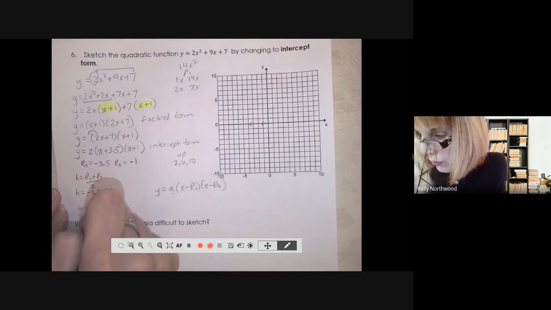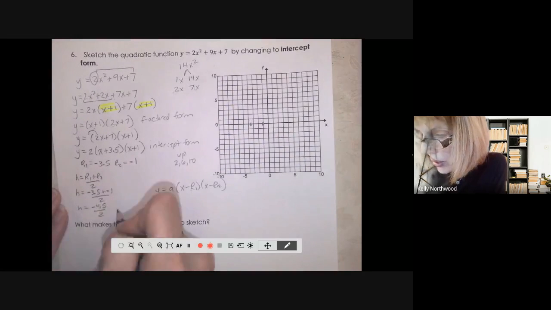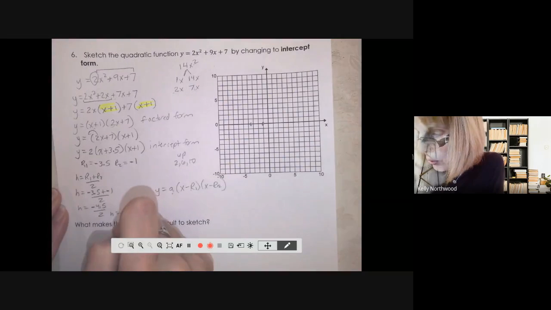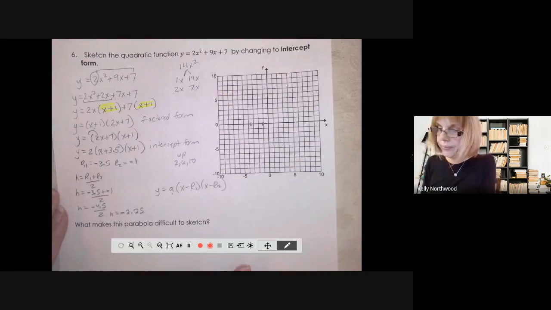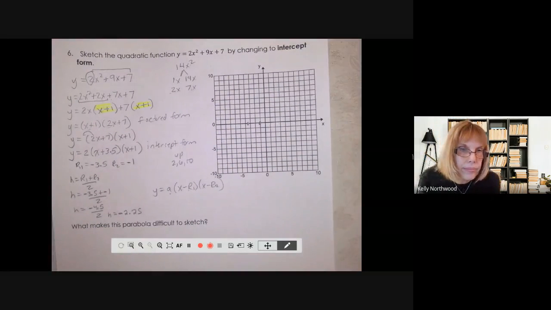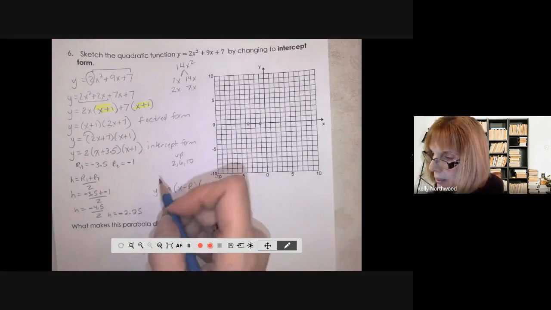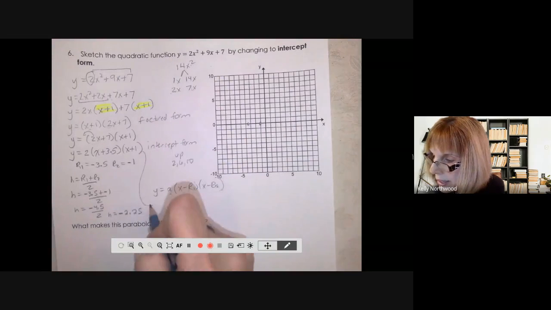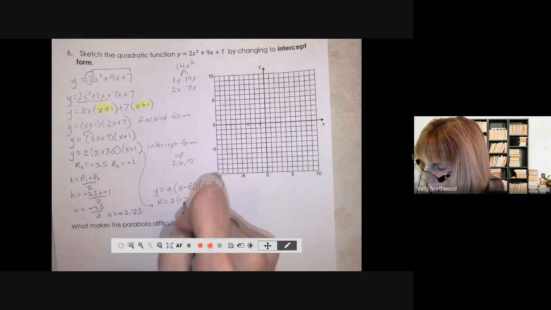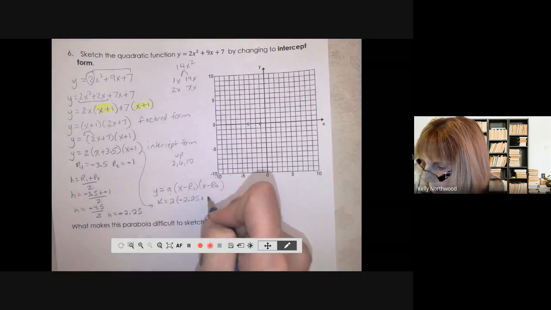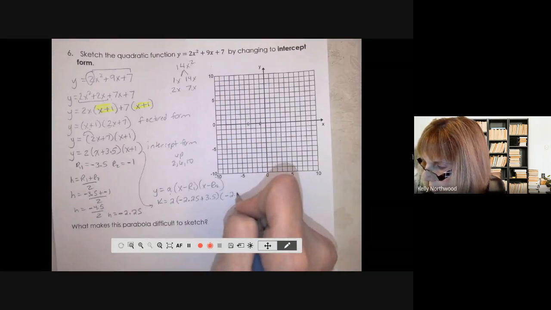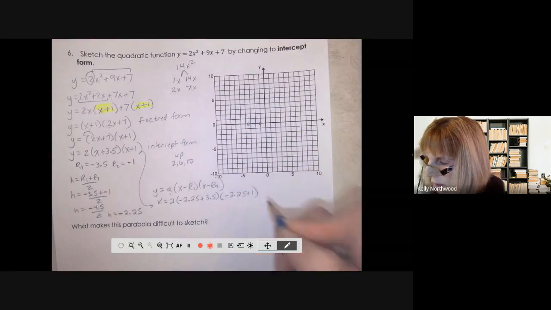Then to find h, I add my x-intercepts together and divide by 2. So that's going to be negative 4.5 divided by 2, or negative 2.25. And then I have to sub that into this formula to get k. So k is going to be 2 times negative 2.25 plus 3.5 times negative 2.25 plus 1.